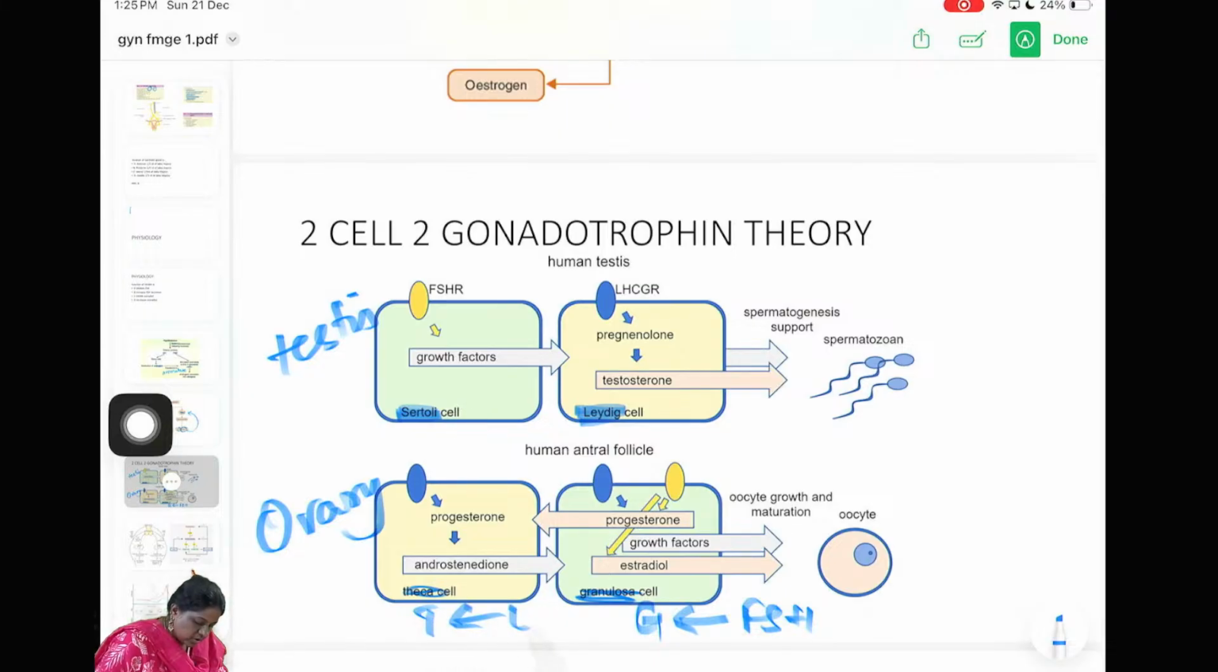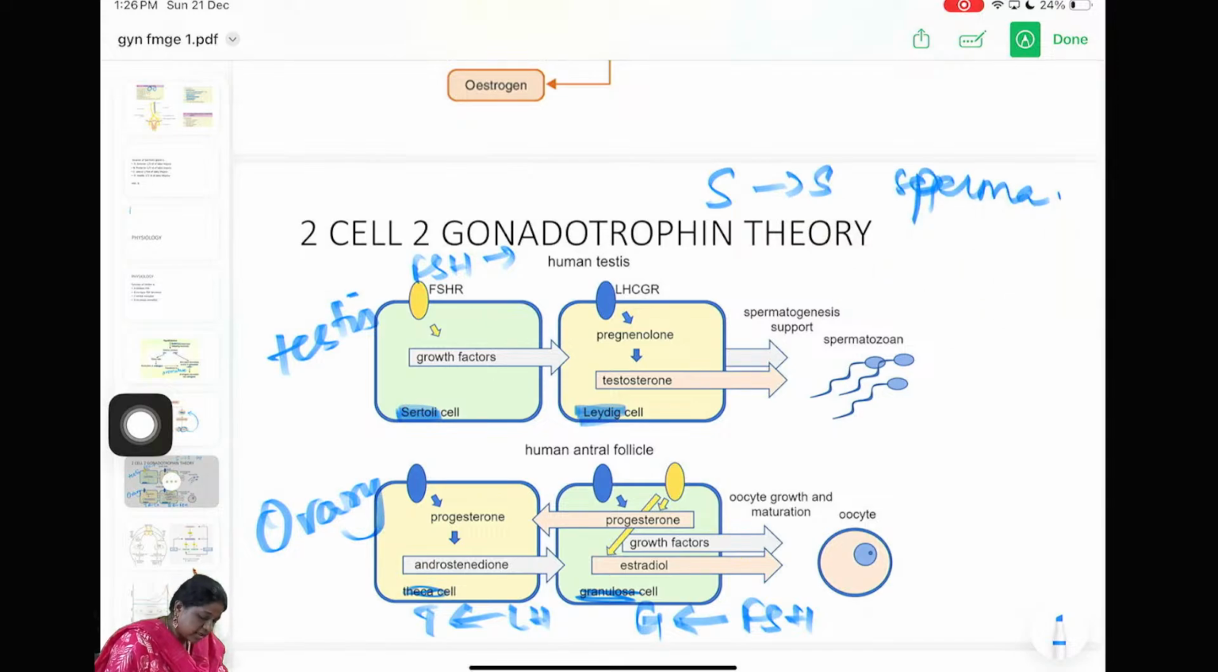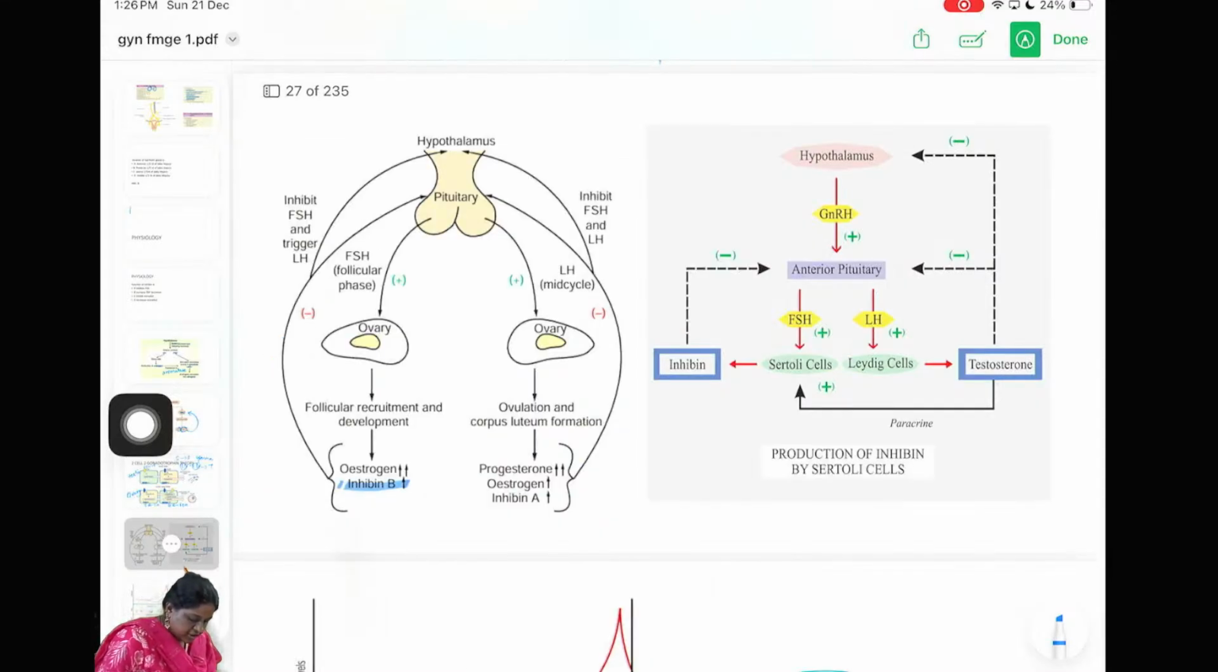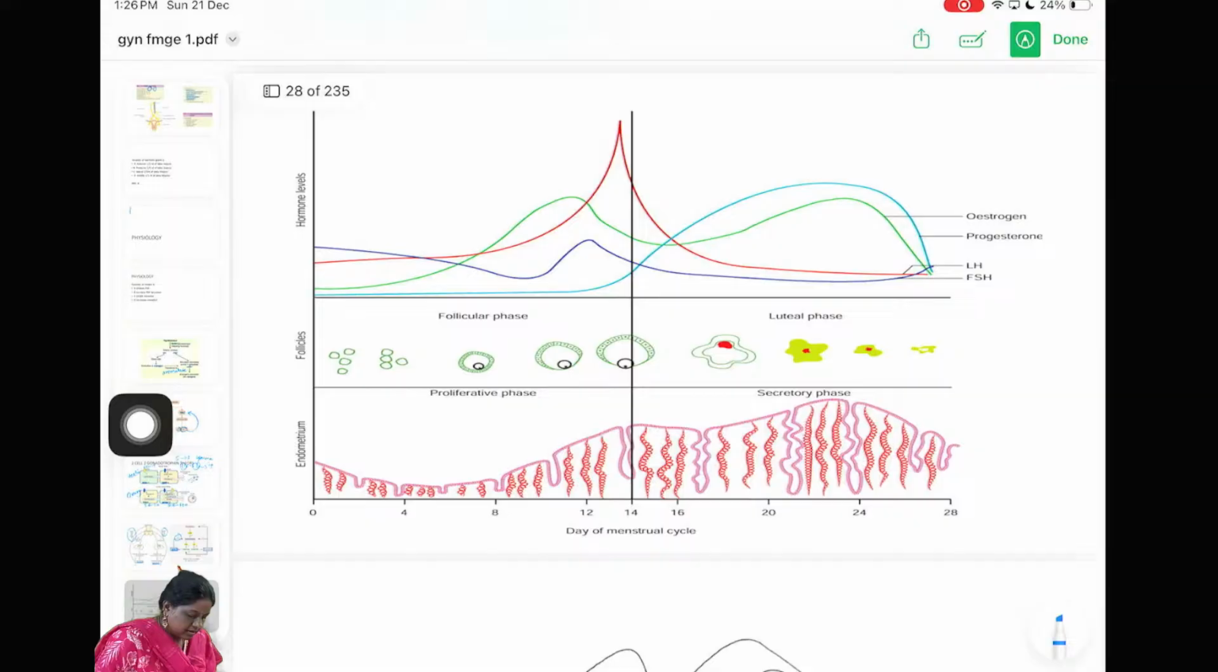And in the theca cell, LH is acting. In a similar way, in the Sertoli cell FSH is acting, and this Sertoli cell will give rise to spermatogenesis, whereas LH is going to act on Leydig cells and give rise to testosterone. Understood? Along with all these, there is also going to be production of inhibin. This inhibin is going to have a negative effect on FSH. And we already know how FSH and LH bring about the changes.